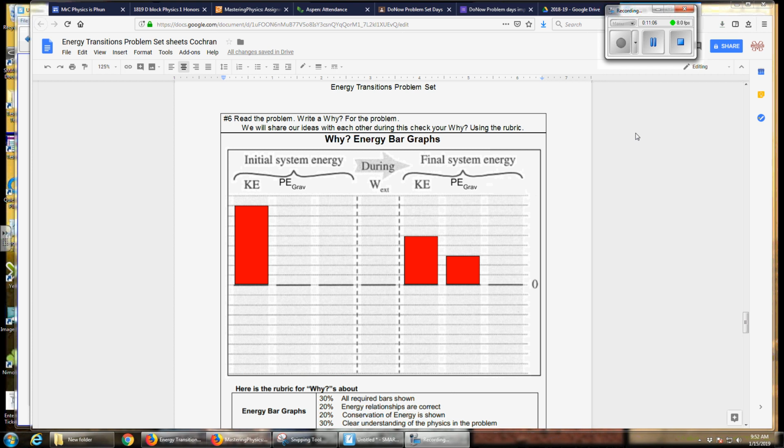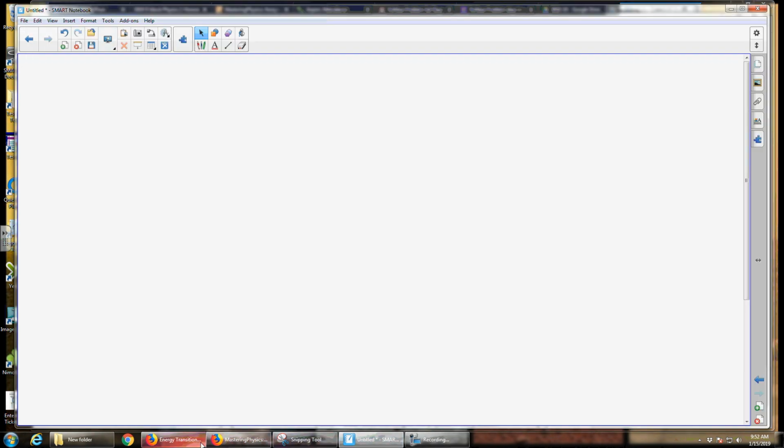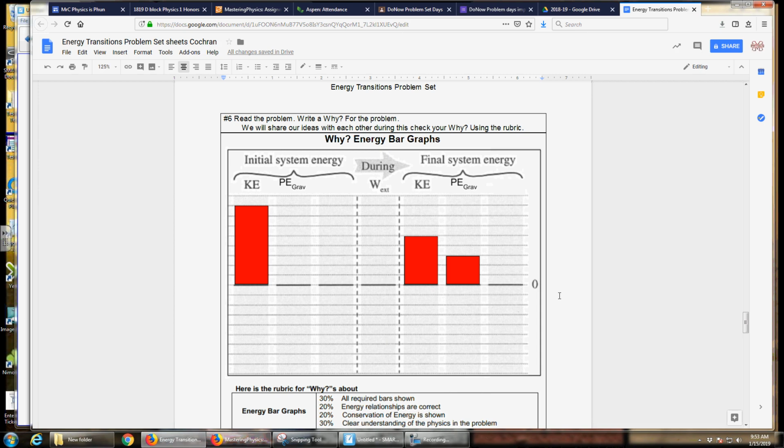So here's my why for 6. Where we have the ball. The ball, when it starts off, I said that at the point of release, the gravitational potential energy is going to be 0. And therefore, as it rises up, that PE grav will increase. But to have energy to increase the PE grav, it's got to take it away from the kinetic energy, so it's going to slow down.